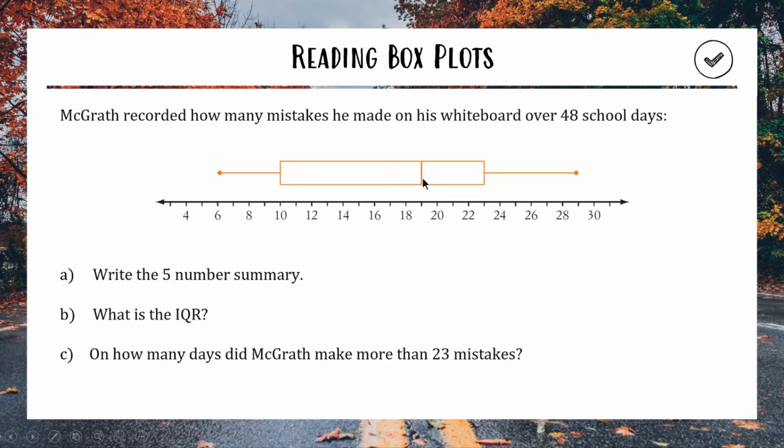Okay, so first question, from our box plot, we're going to write up our 5-number summary. So reminder, 5-number summary is lowest score, lower quartile, median, upper quartile, and highest score. We can get all of these from our box plot. We've got 6, 10, 19, 23, and 29. And there is your 5-number summary.